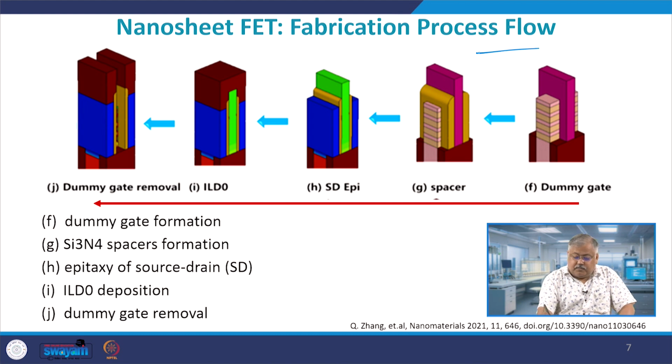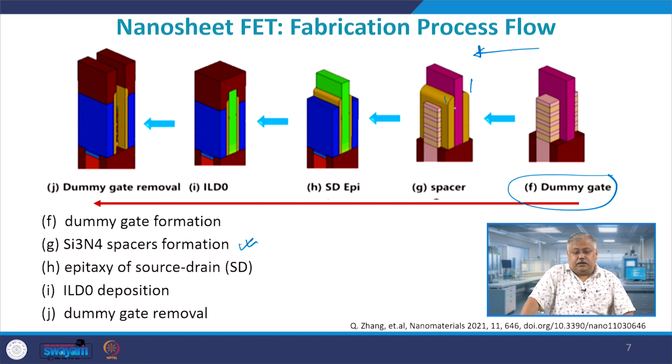So we are going from this side to this side. So we do dummy gate. Dummy gate is this one which you draw, and then you do the spacer again, right? The spacer nitride formation. Then we do an epitaxial growth of the source and drain. So this blue colored source and drain are epitaxially grown, and then we do an ILD0 deposition here.